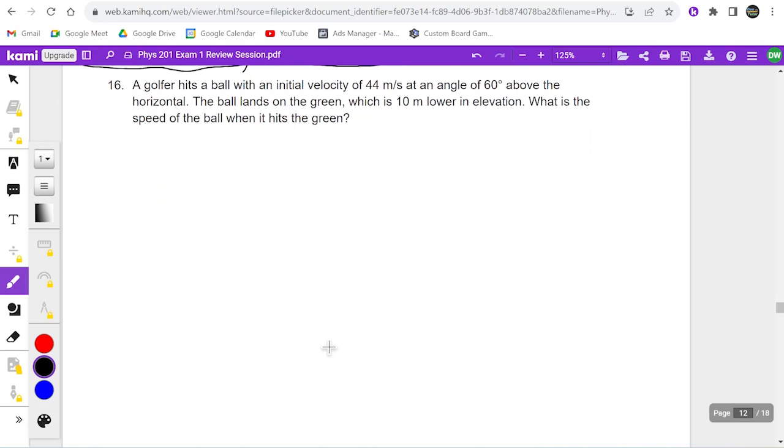A golfer hits a ball with an initial velocity of 44 meters per second at an angle of 60 degrees above the horizontal. The ball lands on the green, which is 10 meters lower in elevation. What is the speed of the ball when it hits the green?